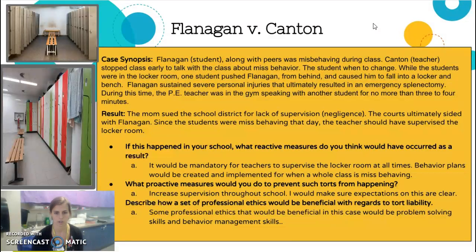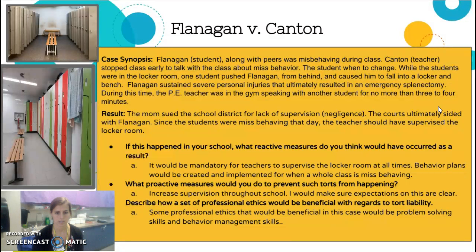If this happened in our school, what reactive measures might occur is that it would be mandatory for teachers to supervise the locker rooms at all times. Behavior plans would be created and implemented for when a whole class is misbehaving. Probably an increase of supervision would also occur.